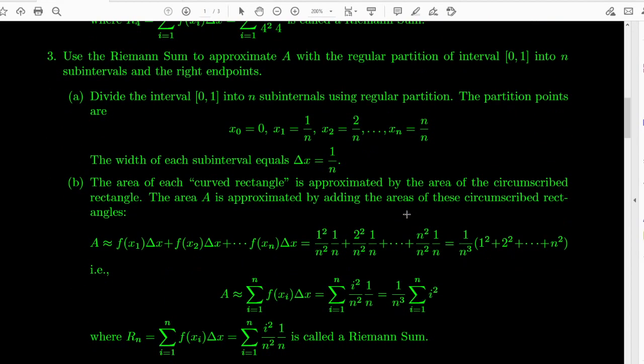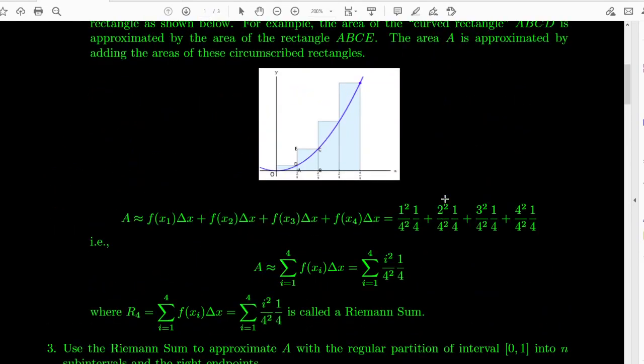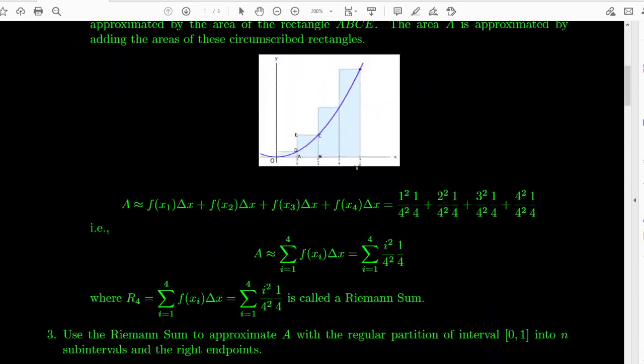Now we are going to generalize. Of course, using four subintervals, the estimation is too bad, right? You see, using 4 subintervals, there are many gaps.